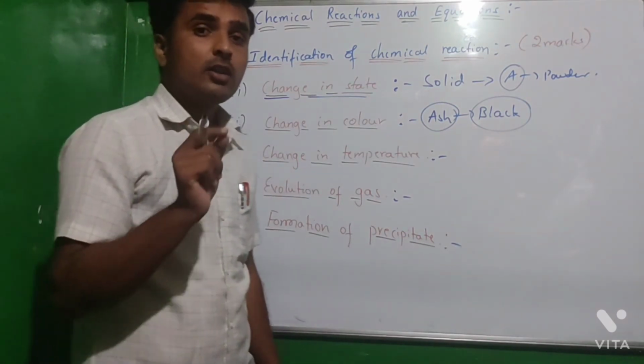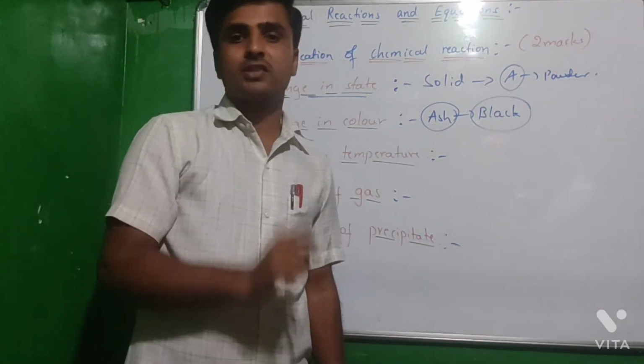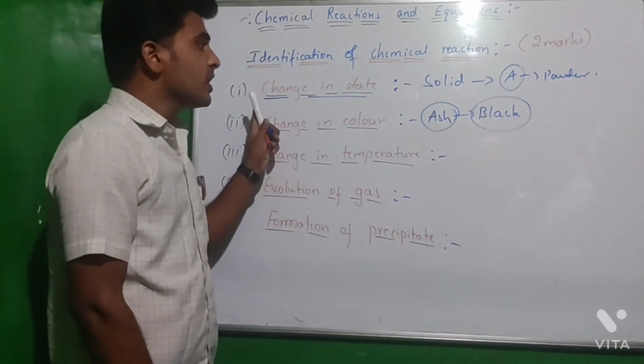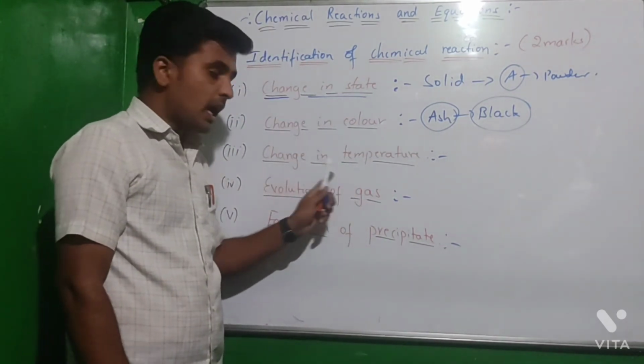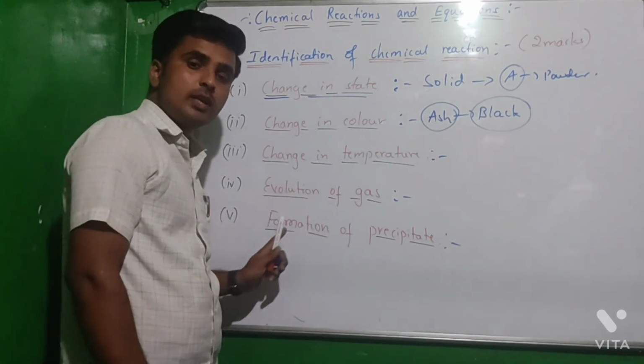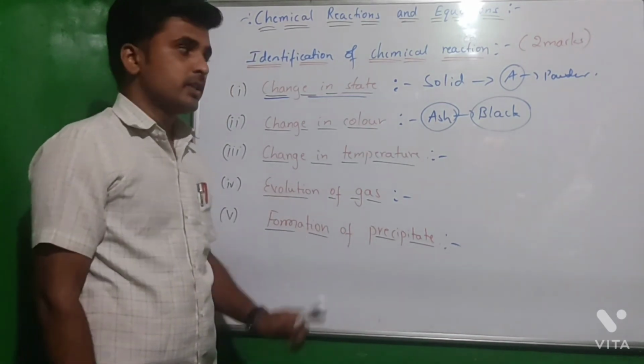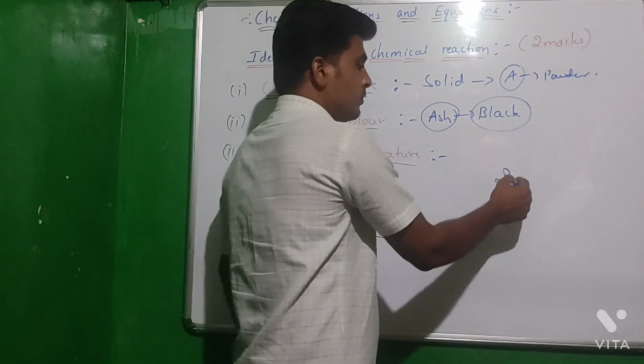What are the observations for chemical reactions? Those are the change in the state, change in the color, change in the temperature, evolution of gas, and also the formation of a precipitate. Very important for 2 marks.